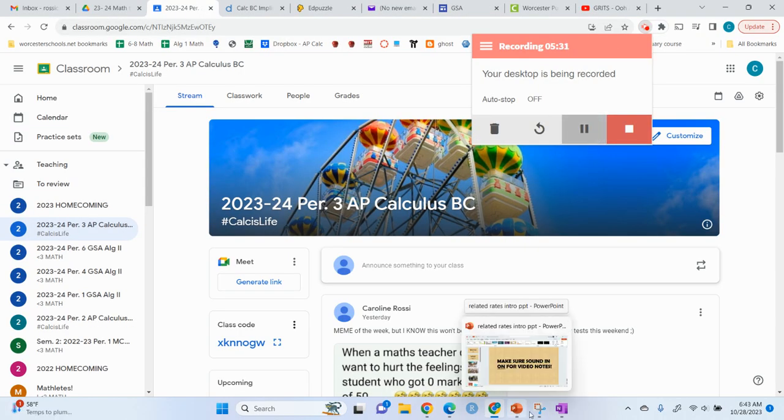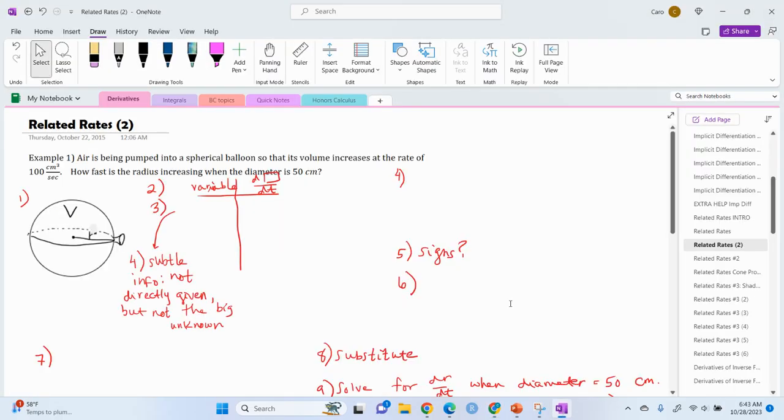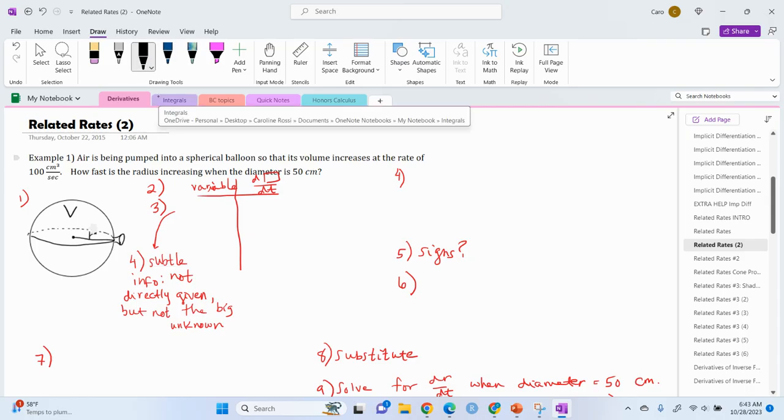The first problem that we're going to do is related to a circle. So we're going to have a spherical balloon, so another balloon scenario. And we're going to assume that it's going to stay in the shape of a sphere the whole time. The info that we're given is the volume is increasing at a rate of 100 cubic centimeters per second. How fast is the radius increasing when the diameter is 50 centimeters?